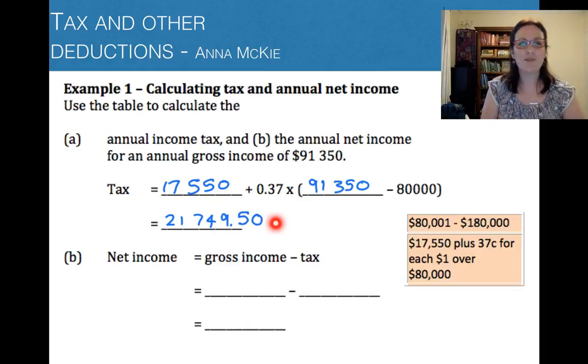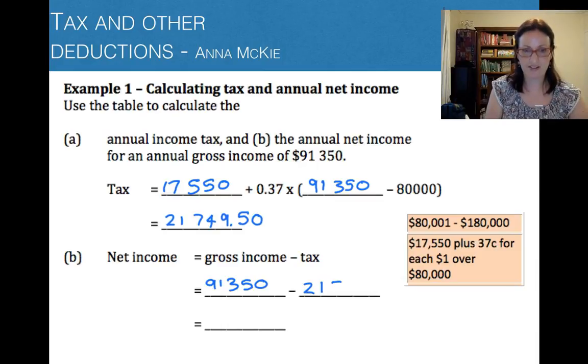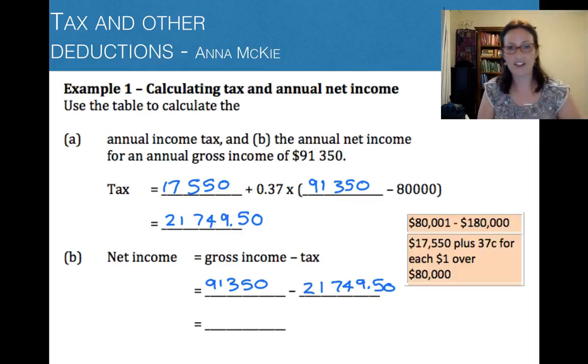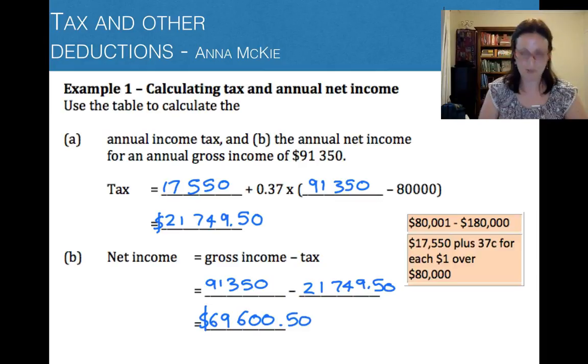So therefore, how much do they get to take home? How much is the net income? To work that out, you take the gross income and take away how much tax they had to pay. So let's write those two numbers there. 91,350, take away the tax, $21,749.50. Using your calculators, work that out. I'll assume you've done that, and the answer you would have got is $69,650 cents. Oh, with a dollar sign. Should have put one up here too. So that's how we would work out one tax question.